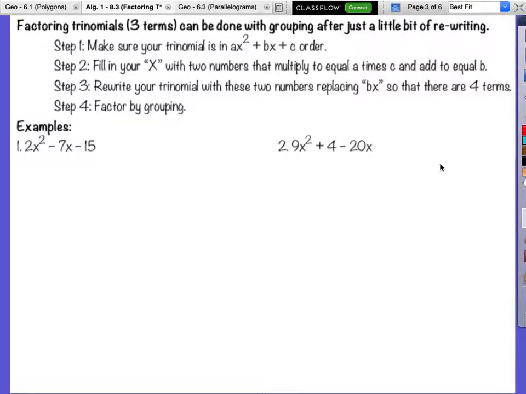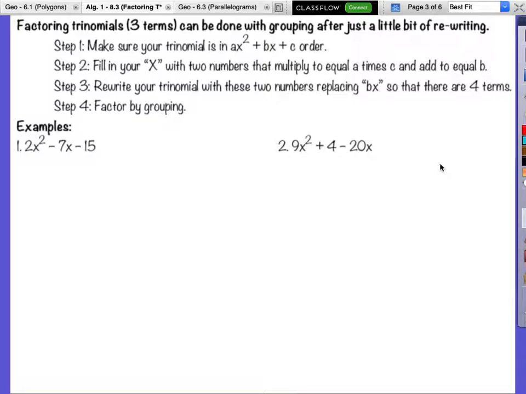So you have to make sure it's in the proper order: ax squared plus bx plus c. We make sure it's in the proper order just like we did in that last problem. Then we're going to make an x, and we'll talk about how to do that. The two numbers are going to multiply for what a and c would be. We're going to put a number where a times c is at the top, and we're going to put b on the bottom. We're going to talk about what that means.